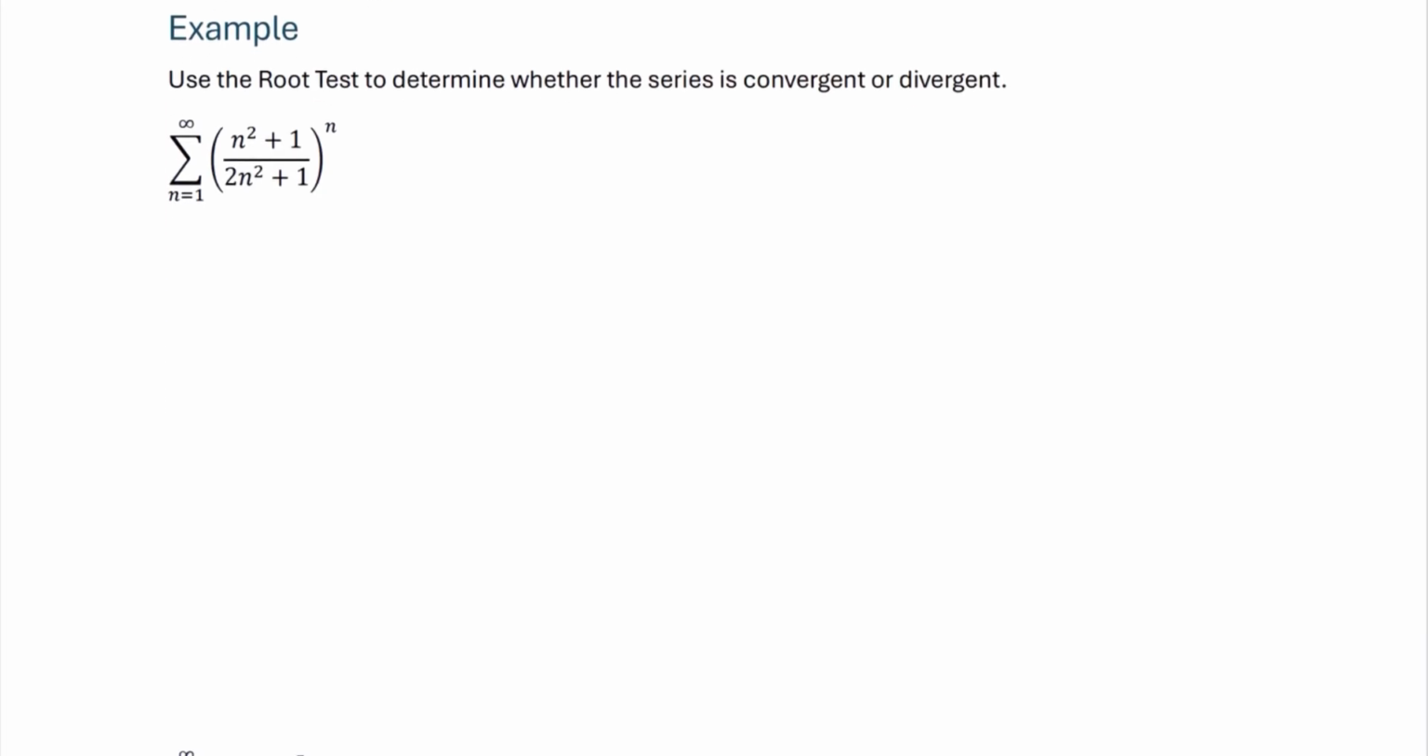In this example, we'll use the root test. Notice that we're dealing with a series with an nth power. That's a good indication that the root test is going to be helpful. Limit as n approaches infinity, nth root of the absolute value of (n squared plus 1) divided by (2n squared plus 1), to the n.